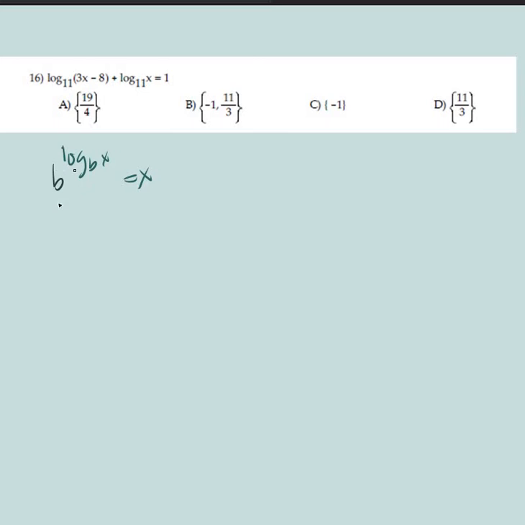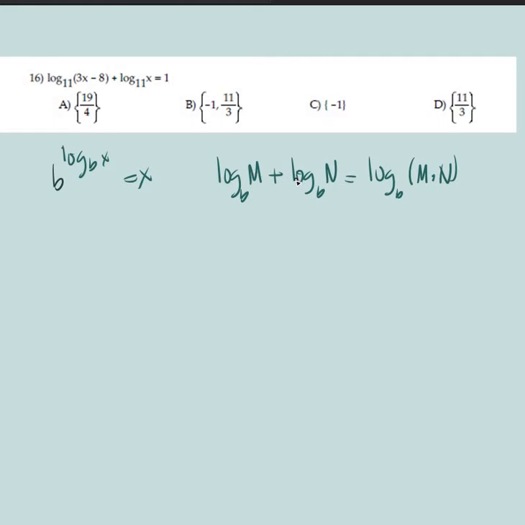But this rule only works if this is only one single log expression. That means you have to use another rule, which is this one: log base b of m plus log base b of n is equal to the log base b of m times n.